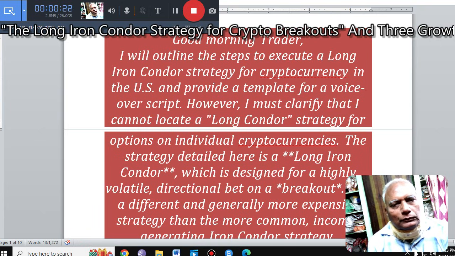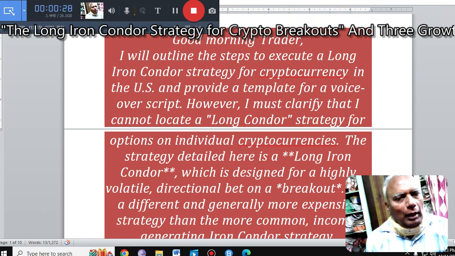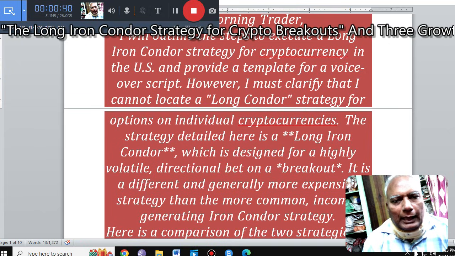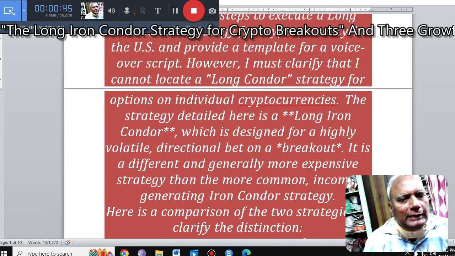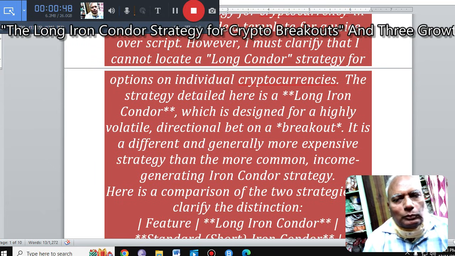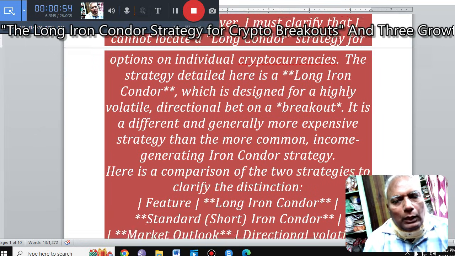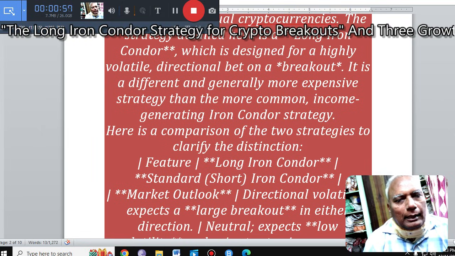However, I must clarify that I cannot locate a long condor strategy for options on individual cryptocurrencies. The strategy detailed here is a long iron condor, which is designed for a highly volatile directional bet on a breakout. It is a different and generally more expensive strategy than the more common income generating iron condor strategy. Here is a comparison of the two strategies to clarify the distinction.